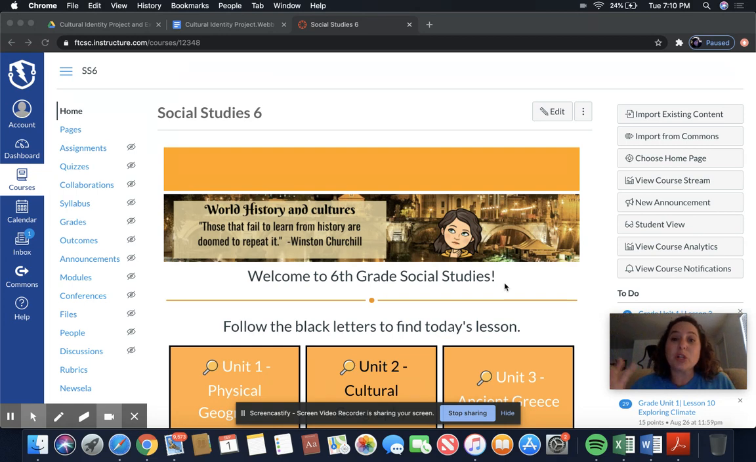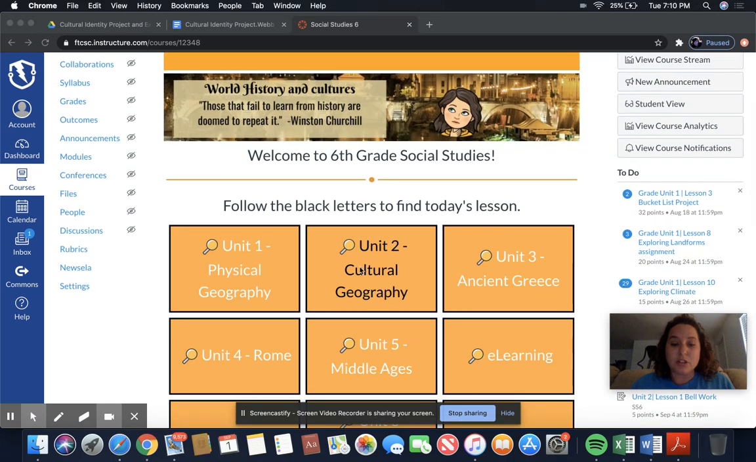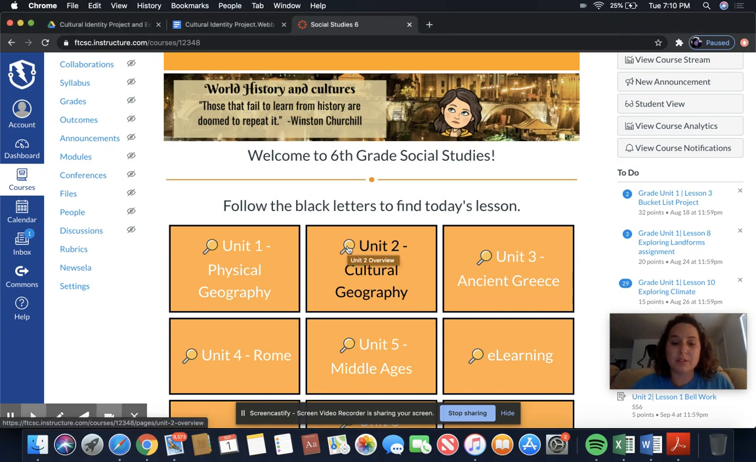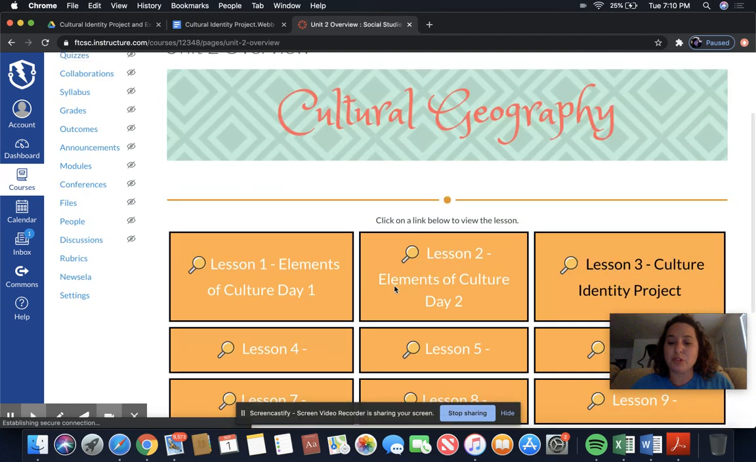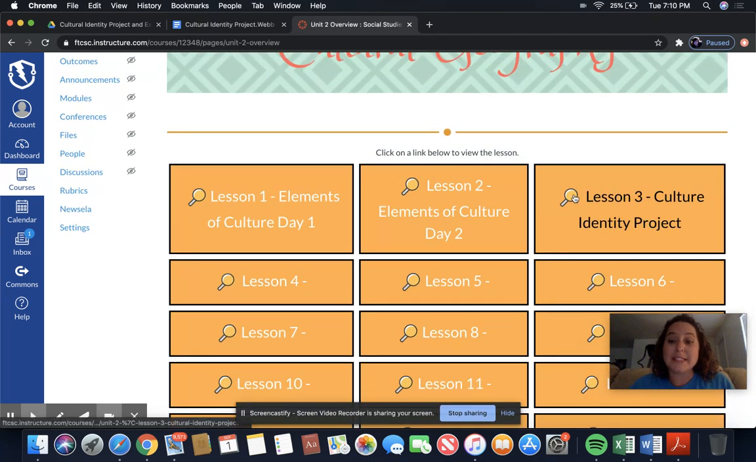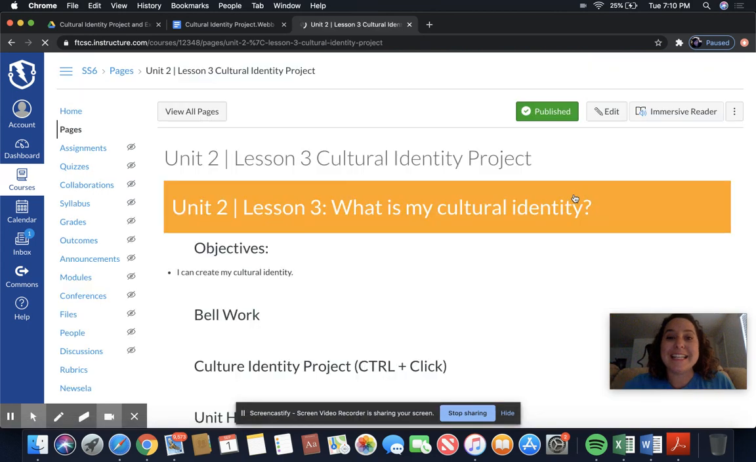Okay, so I'm going to be sharing my screen with you. So if you have any questions, it shouldn't be that difficult to follow along. All right, so just usually you come right here to Unit 2. I'm going to go to Unit 2. I'm going to come scroll on down to Lesson 3. This is the Culture Identity Project.